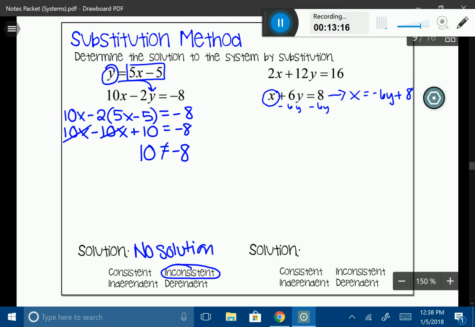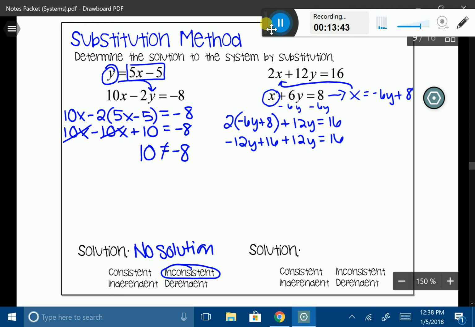Now I'm going to take that x and substitute it into the x in the numerator. So 2 times my x, which is going to be negative 6y plus 8, plus 12y is equal to 16. I'm going to go ahead and simplify this all down. Negative 12y plus 16 plus 12y is equal to 16. My 12y's are going to eliminate there, and I'm going to be left with 16 is equal to 16.